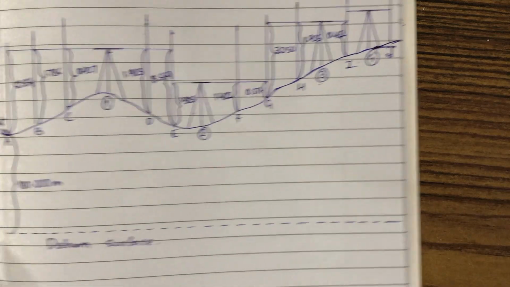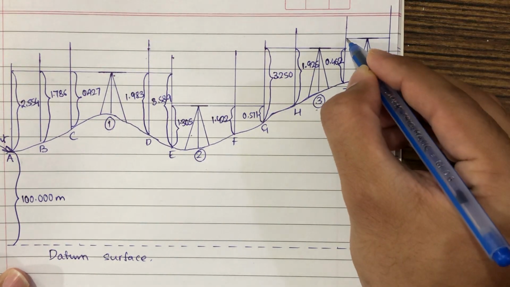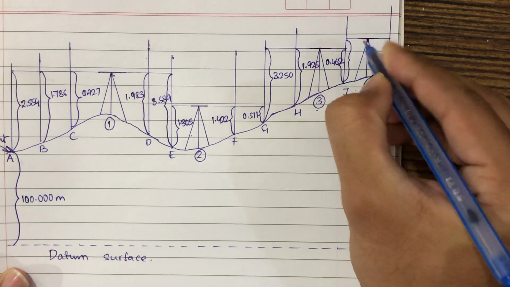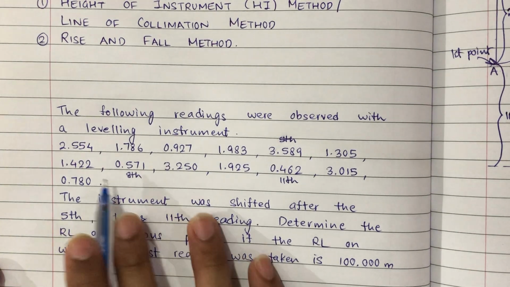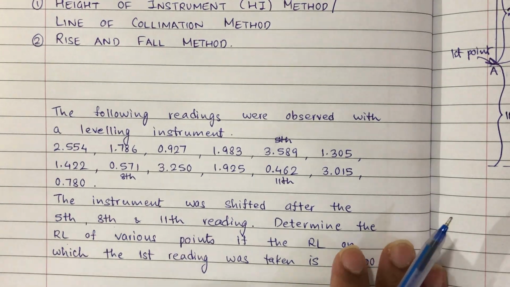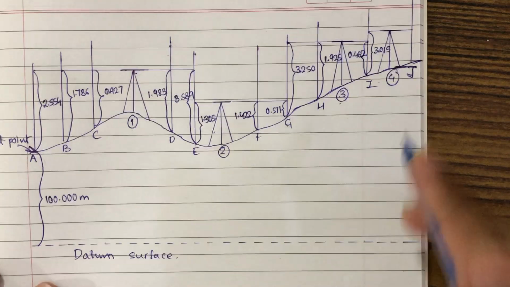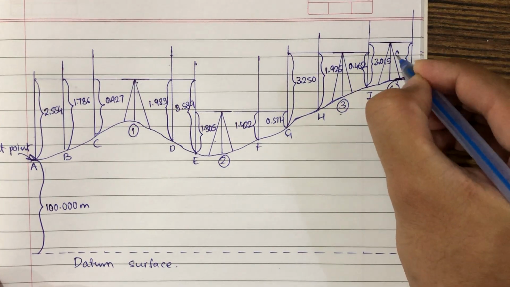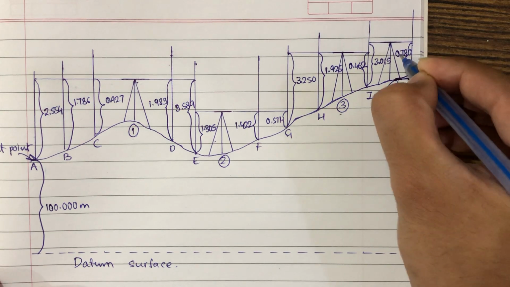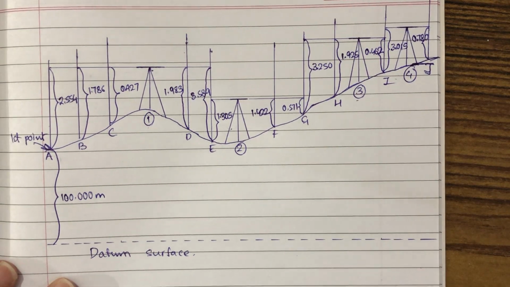And at I, the reading came out to 3.015. So this reading comes out to 3.015. And the last reading comes out to 0.78. After this, the leveling operation ends. So this is the last reading. It is 0.780.